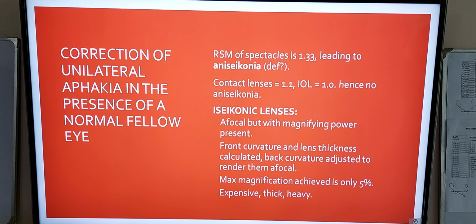If we decide to use ACIOL instead of PCIOL, what will happen? This table is used over here.